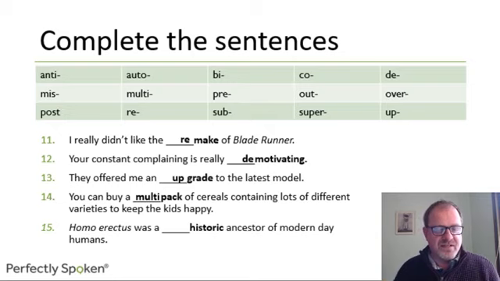Homo erectus was a something historic ancestor of modern day humans. Okay, so meaning before history. The answer is prehistoric.